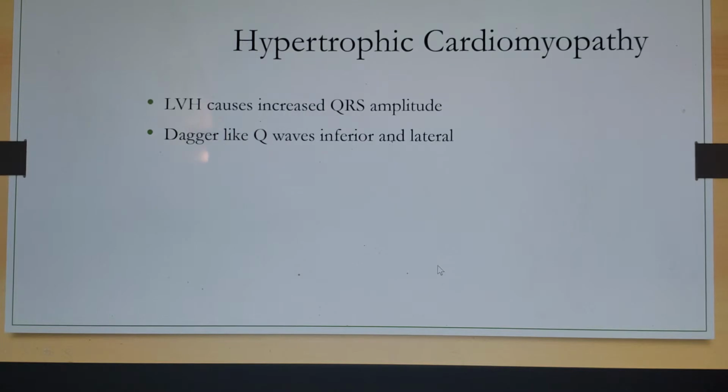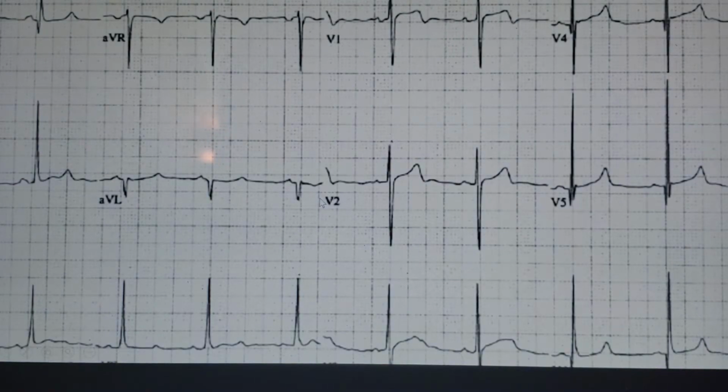So what you see, LVH number one, so you've got a big thickened septum. So again, back to what we talked about, if your problem's in the ventricles, you're going to see changes in your QRS. And just remember, there's a big, huge septum, so you're going to see big, huge QRS waves. And then you're going to see what they call dagger-like Q waves inferiorly and laterally. So let's look at that.